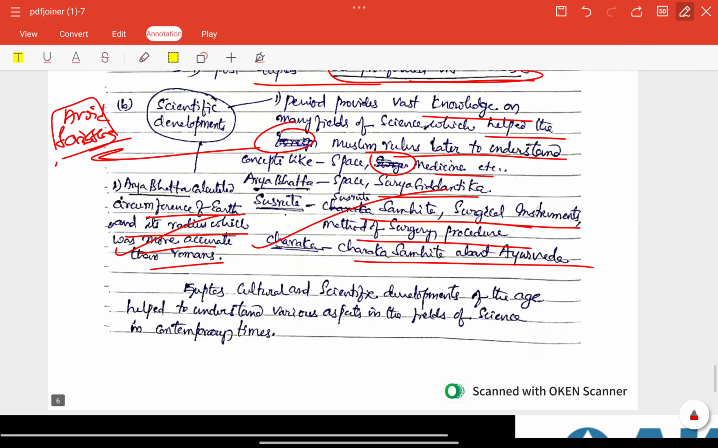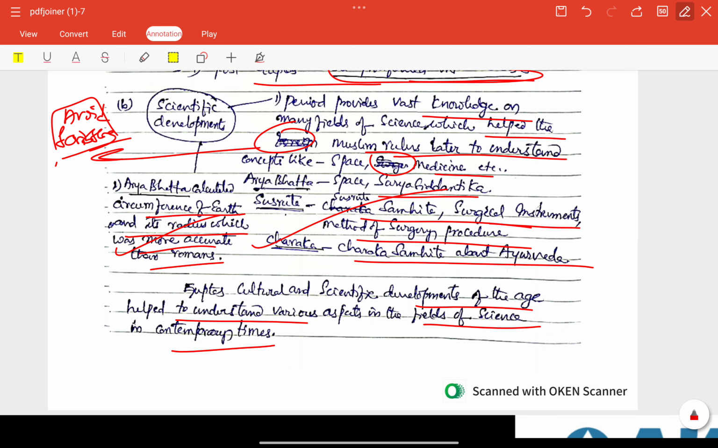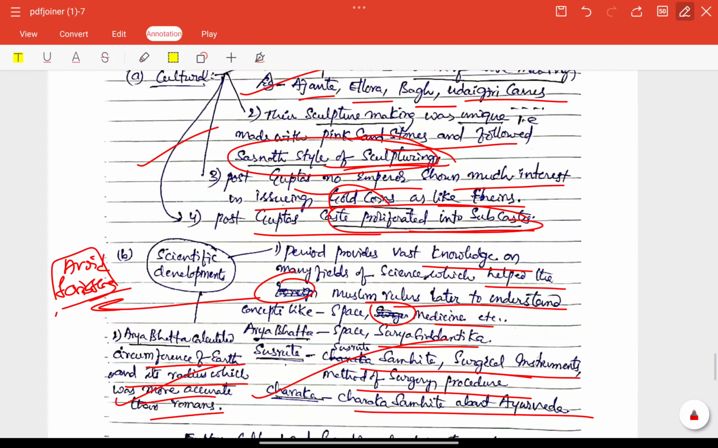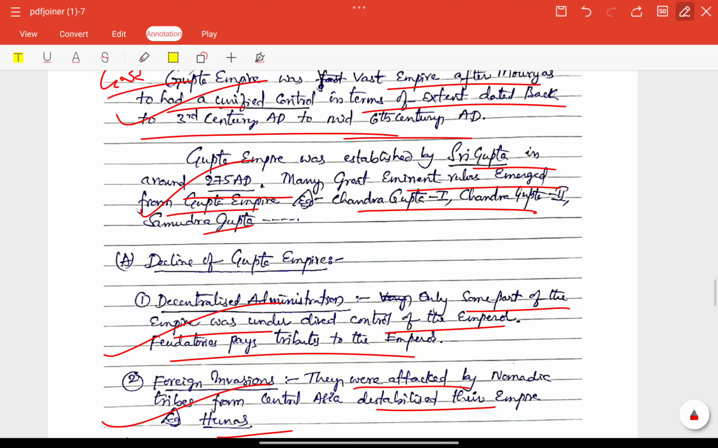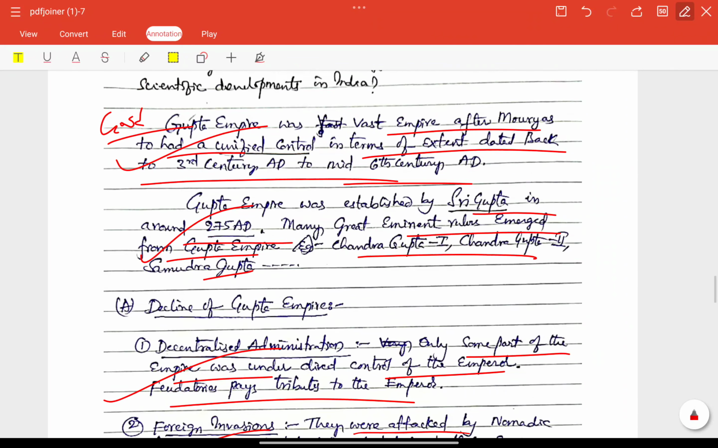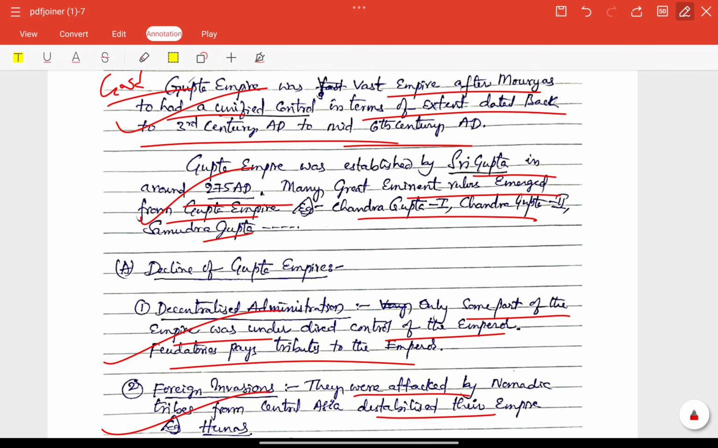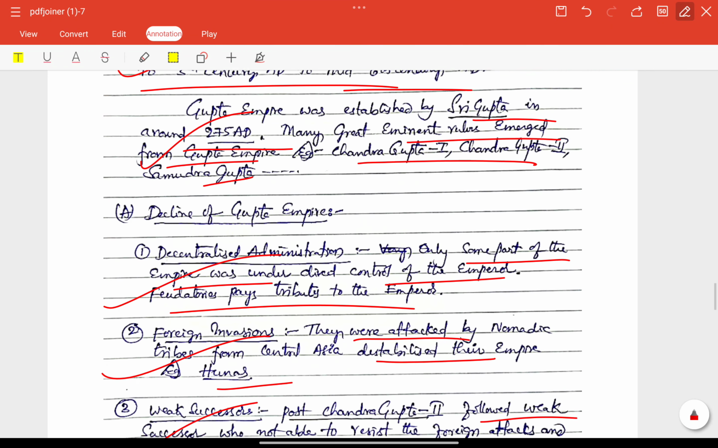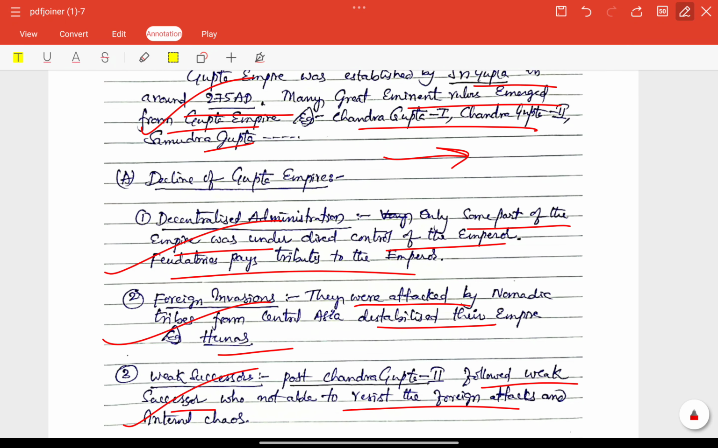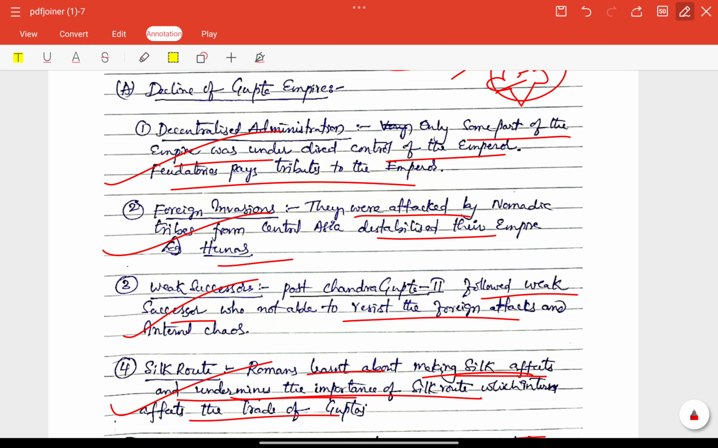Very good. Finally, the Guptas' cultural and scientific developments of the age helped to understand various aspects in the fields of science in contemporary times. Very good conclusion. Whatever we have in the question, it is very nicely addressed by Vidyasagar. In the introduction part, some introduction is given, very good. Other than this, you can draw one important map here, a rough sketch locating some information. Other than that, everything is okay.